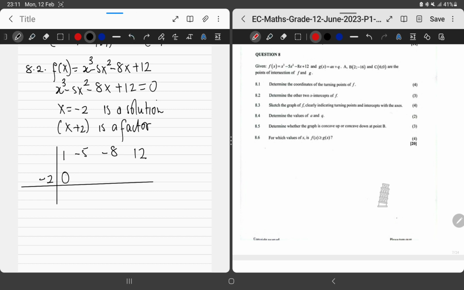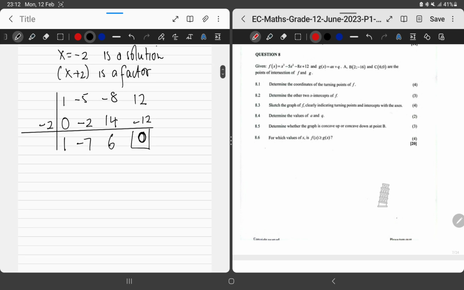Now we are going down. 1 plus 0, that is a 1. 1 multiplied by negative 2, that's a minus 2. Negative 5 minus 2, that's a minus 7. Minus 7 multiplied by minus 2, that is 14. Minus 8 plus 14, that will give me a 6. 6 multiplied by minus 2, that's going to give me a negative 12. And you should always get a 0 in this box. If it's not a 0, then you did something wrong.